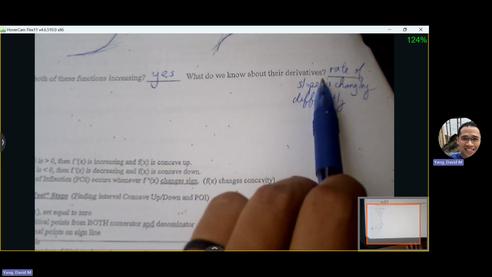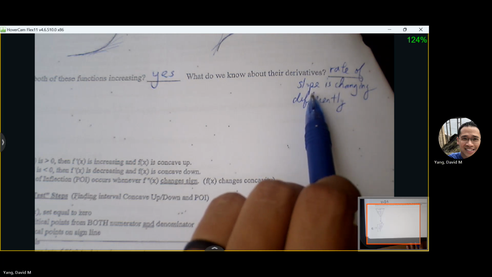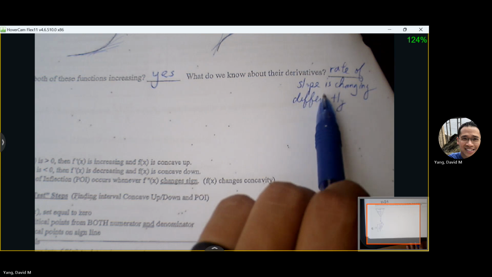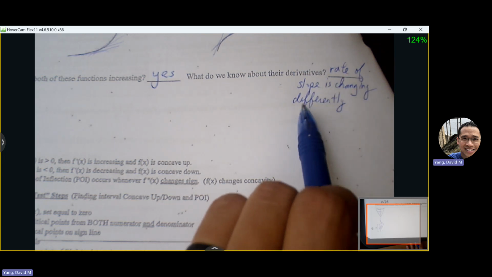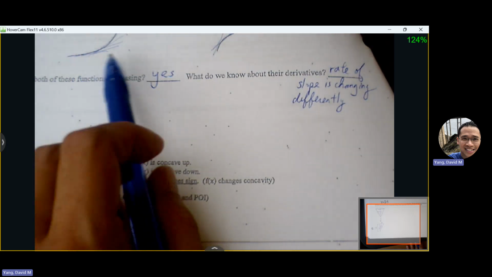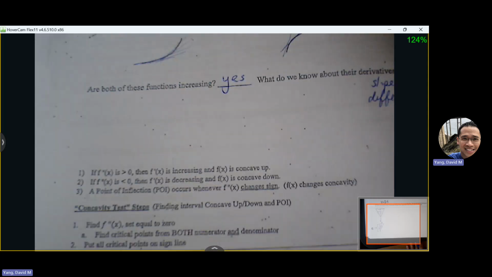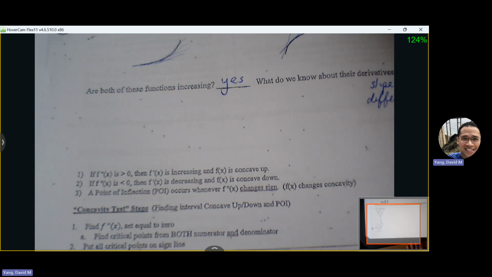Okay, let me revisit this later. But basically, we know that the slope patterns are changing. One is increasing, the other is moving towards negative. So this is what we can say.